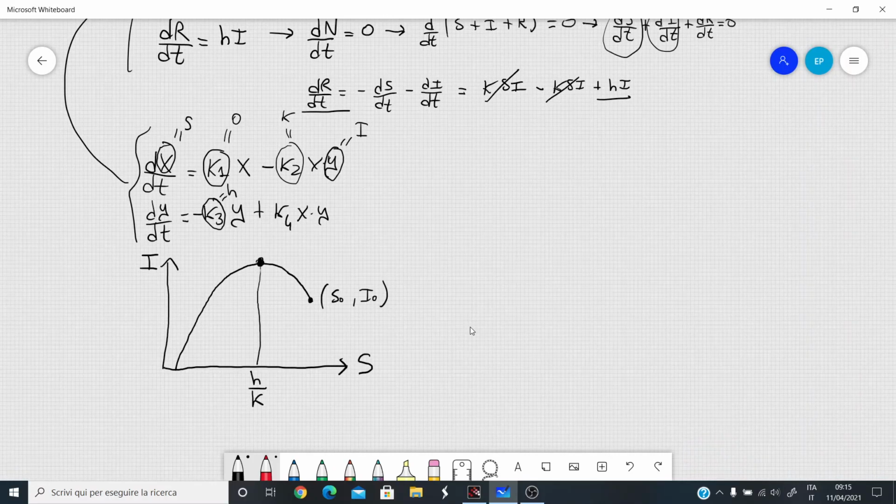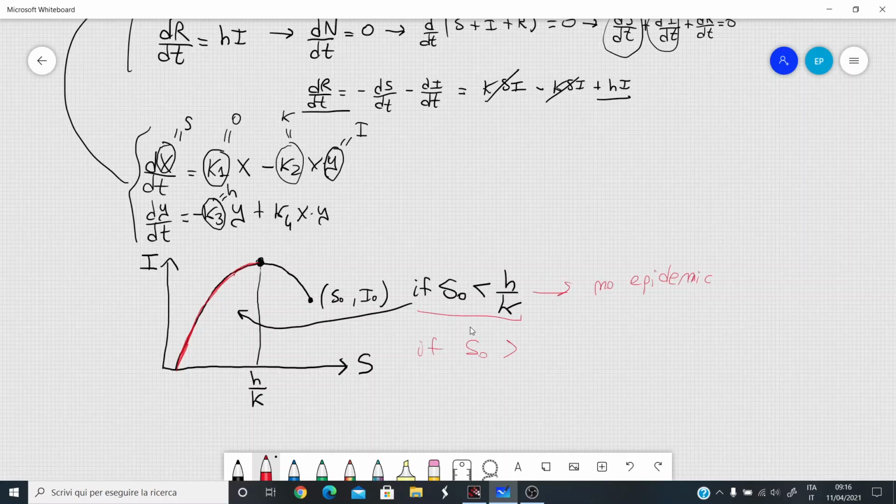This is quite easy, so I can do it in a few steps. This also means that if the starting value for the susceptible is less than H over K, so if this happens, we start here in this region. Therefore, the curve will decrease right from the start, because if S is less than H over K, the curve decreases. So it means that there is no epidemic. If this happens, it means no epidemic. Whereas if S0 is greater than H over K, we have an epidemic because we start somewhere here in this region. Okay, so you can see that there is an increase before the subsequent decrease. This is the epidemic zone.